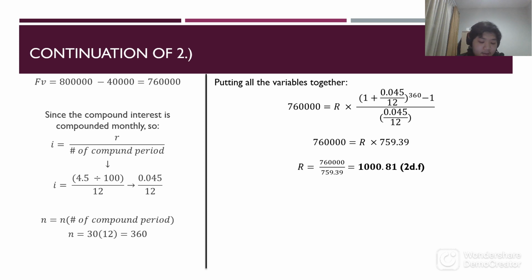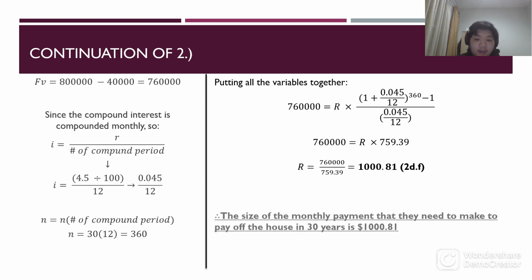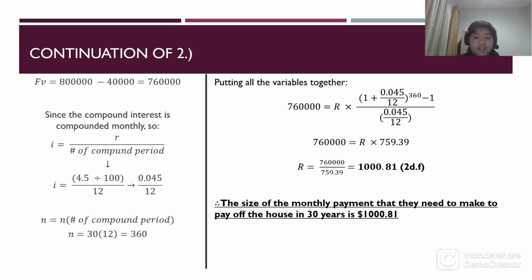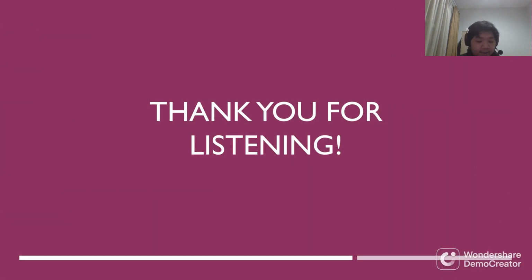So, the size of the monthly payment that they need to make to pay off the mortgage in 30 years will be $1,000.81. And that is the final answer for this video evaluation.